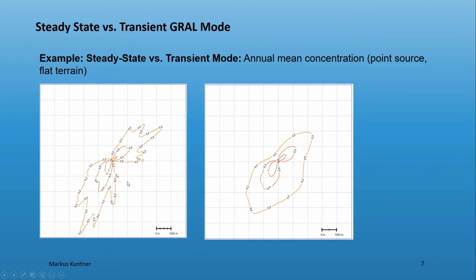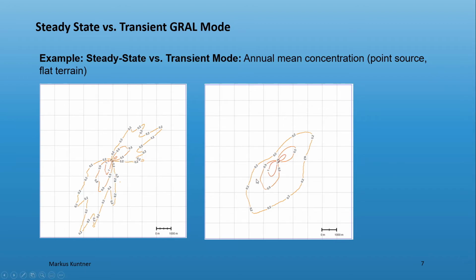We have almost no concentration in the steady state mode, but we will get a concentration in this area in the transient mode. And the question is, why do we get a concentration here? And that's quite simple. In the steady state mode, there is a low frequency for these wind directions, and so we will get almost no plumes in those directions, and no plumes means no concentrations.